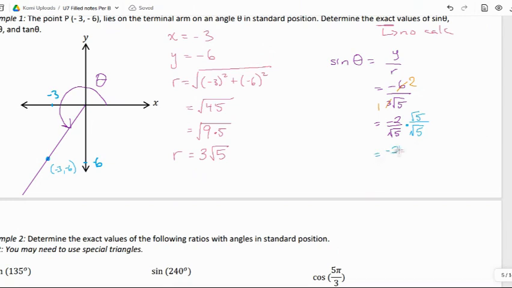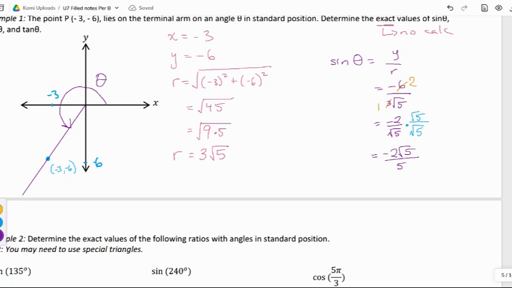And so what happens is essentially the root 5 moves up and the denominator becomes the radicand, right? It's a bit of a pattern.